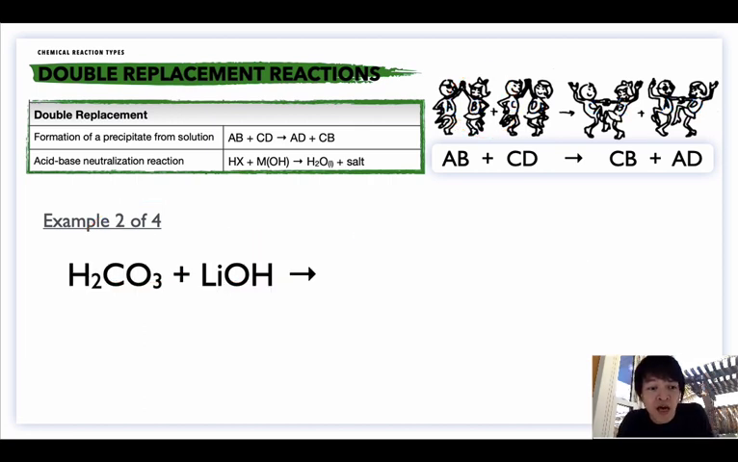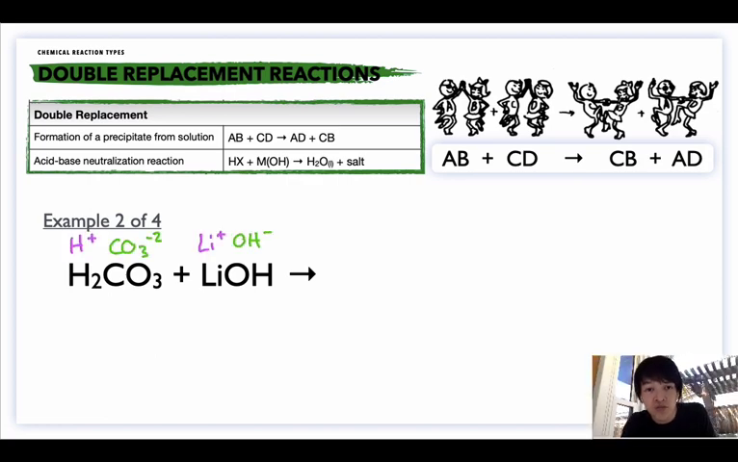In this example, we have carbonic acid reacting with lithium hydroxide. So this one has an acid in it. This is most likely an acid-base neutralization reaction. So our acid is carbonic acid, our base is going to be lithium hydroxide. But we're going to go ahead and proceed the same way. We're going to write the ions first.